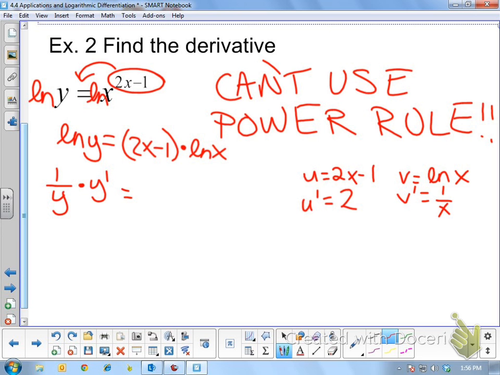So once we've taken the derivative of both pieces, we apply product rule. Low d high plus high d low. So ln x times 2 plus 2x minus 1 times 1 over x. I will not make you simplify everything, but we do need to get y prime alone. Just like with any implicit differentiation problem, we want our answer to say y prime equals blah. So what would y prime equal?